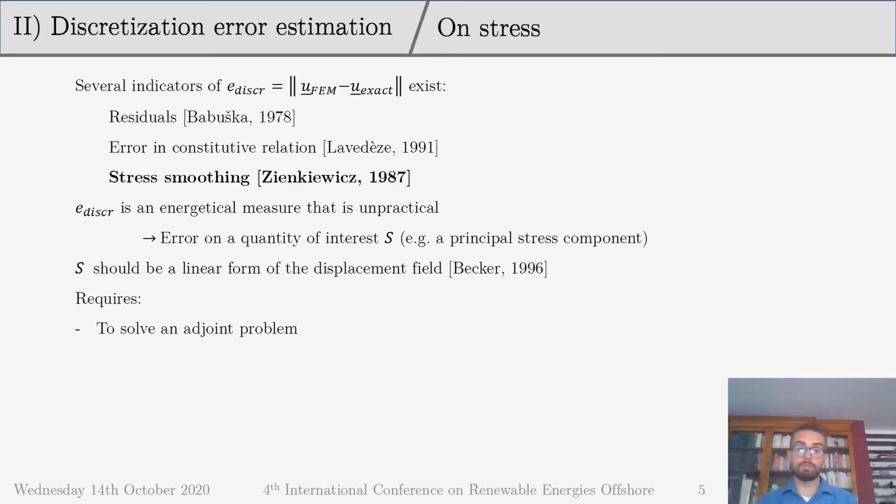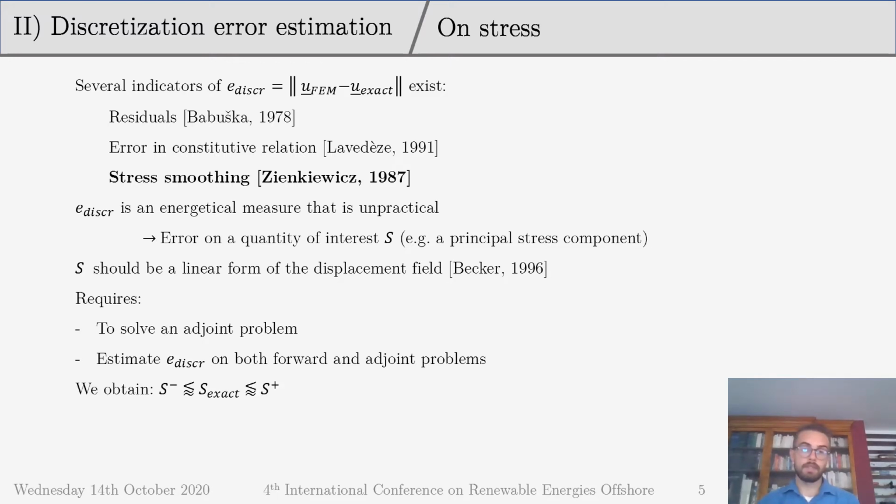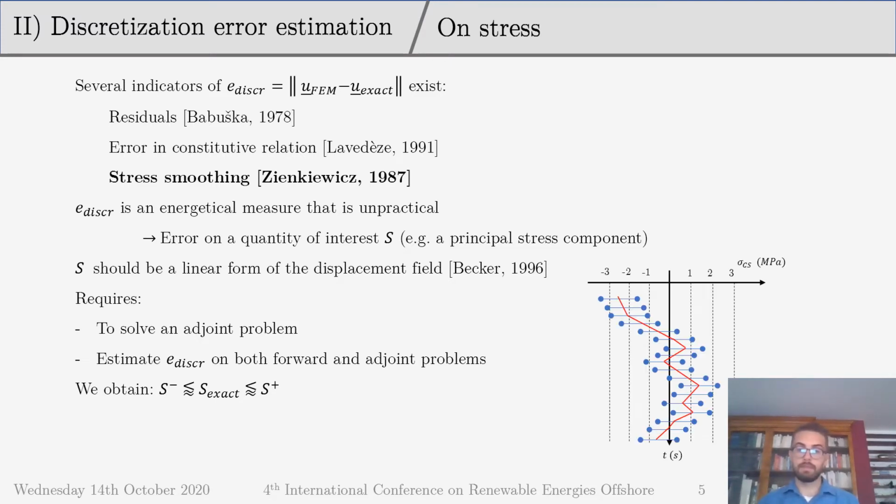So you've defined the forward problem as the first FEM problem that you've computed in the first place. And then you will estimate this error of discretization on both forward and adjoint problems. Finally, you obtain a bounding of the exact solution between S minus and S plus. So this bounding is approximate because you've approximated your exact stress field. So finally, you end up with a time series of stress at your hotspot with error bounds around the FEM solution in red.